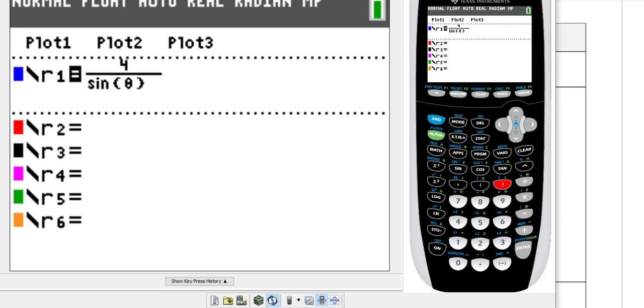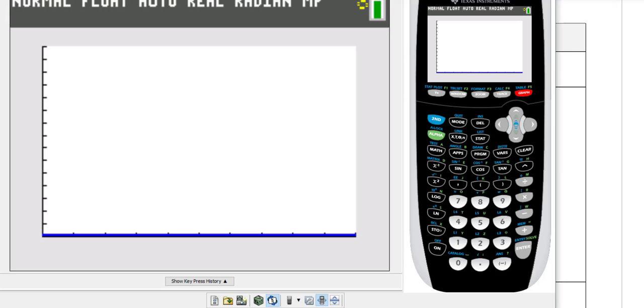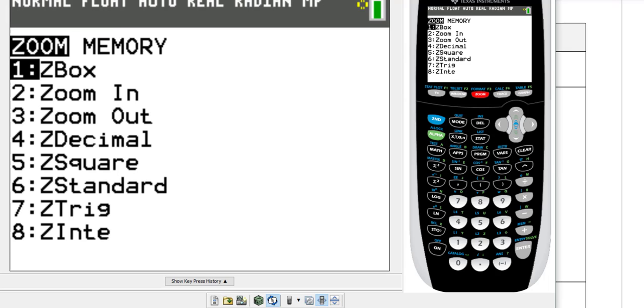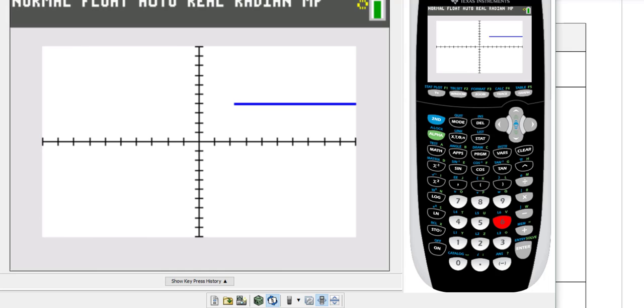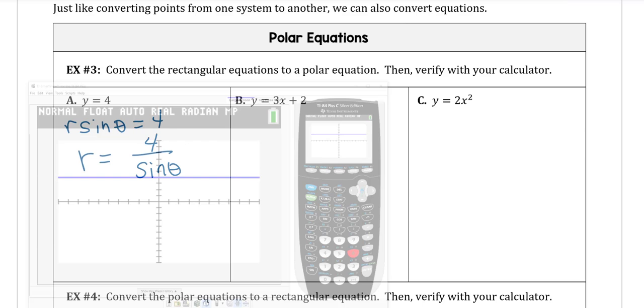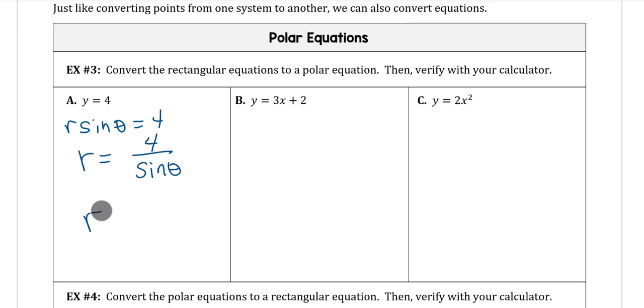and it should be a horizontal line at 4. Oops, I forgot to reset my window. Sorry about that. And there we go. So that's how you're going to check them. Now normally the way you see a line is it'll be simplified to be 4 cosecant theta.